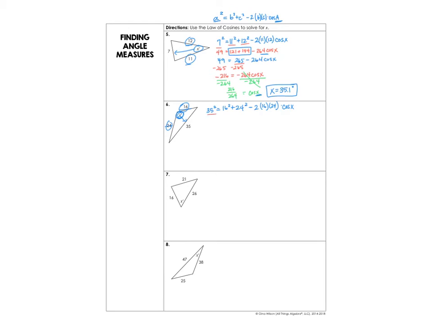Order of operations, square. 35 squared is 1,225. 16 squared is 256. 24 squared is 576. You can go ahead and multiply. So minus 2 times 16 times 24. Remember, don't include the cosine there. But it is connected. So when we're here, we can only put these two together. We cannot put this one with it. So 256 plus 576 is 832.